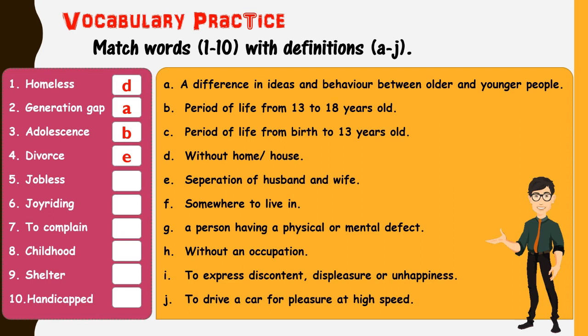Number 4, divorce. We have already seen this example within the previous slide. It is matched with definition E. It refers to the separation of a husband and a wife. Number 5, jobless. Jobless refers to without an occupation. That means without a job.